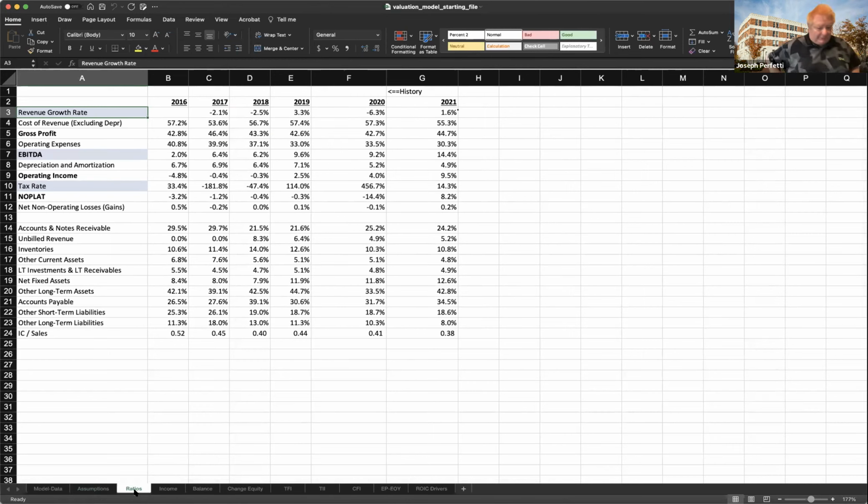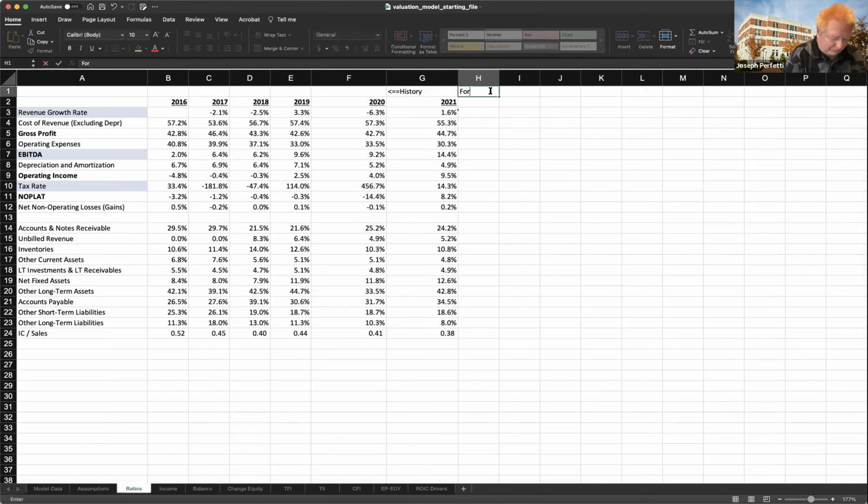Okay. So at this point, you should all have your file ready to go. You're now ready to essentially do what I do and start copying what I type in. So building the model, we're going to start forecasting 2022. Cell H1 will be our first year of our forecast. We're going to label it as such.